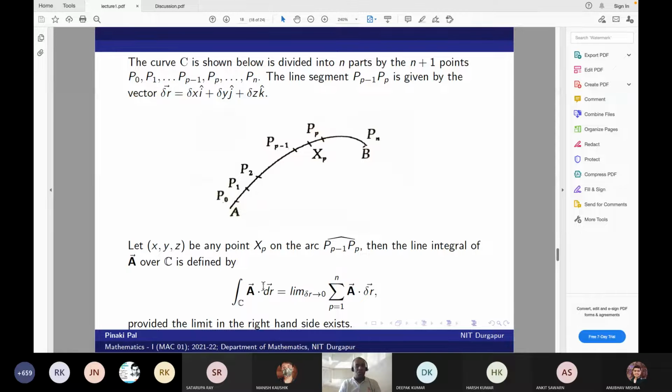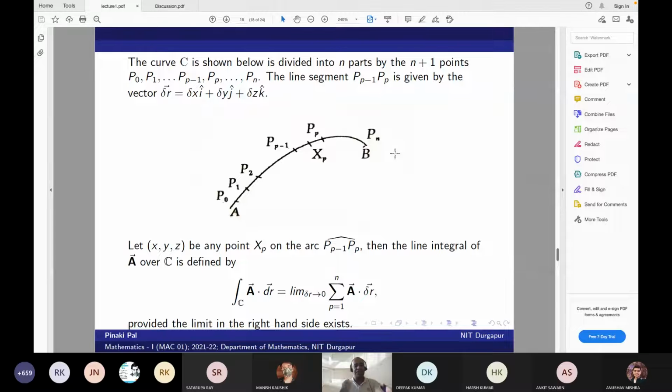So we divide the curve into finite parts by introducing n minus 1 points: P1, P2, up to P(n-1). The starting point is P0 and the end point is Pn. P0 is A and Pn is B.